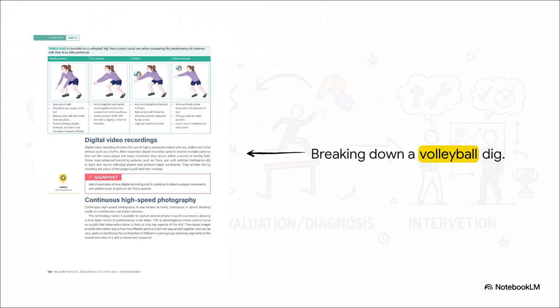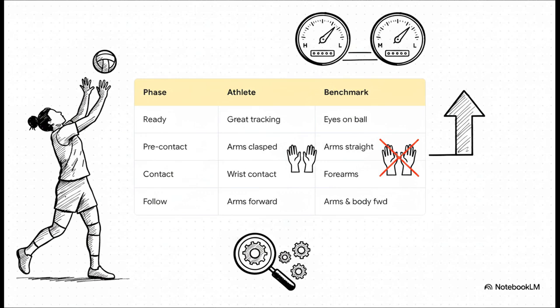As a student analyzing movement, breaking a really complex skill, like a volleyball dig, into digestible phases is going to make your life so much easier. Seriously, you evaluate the ready position, the pre-contact phase, the actual contact, and the follow-through as completely independent, bite-sized elements. Using a phase checklist like this one, the coach objectively ranks the athlete's performance as high, medium, or low. By directly comparing what the athlete is doing against an elite benchmark, boom, you instantly spot the flaws.